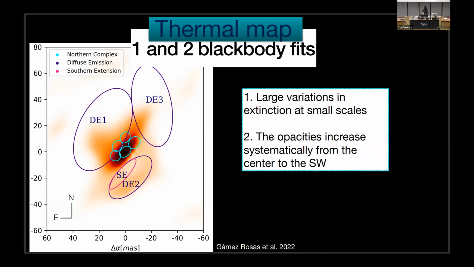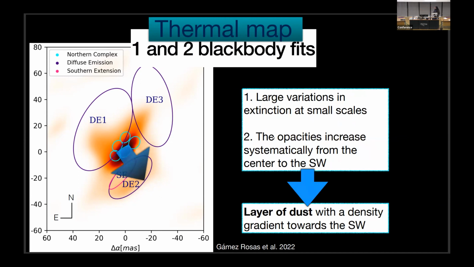With respect to the extinction, we noticed that there were very large variations on very small scales, and that the opacities were increasing systematically from the center to the southwest. So as I'm showing with this arrow, this was telling us that there is a layer of dust with a density gradient towards the southwest.